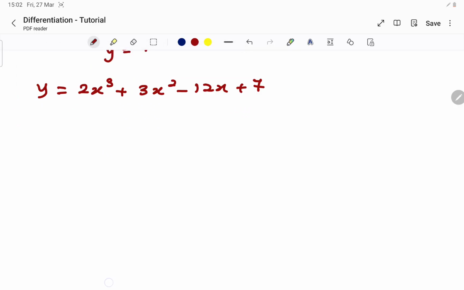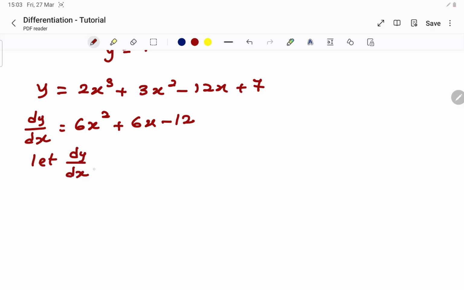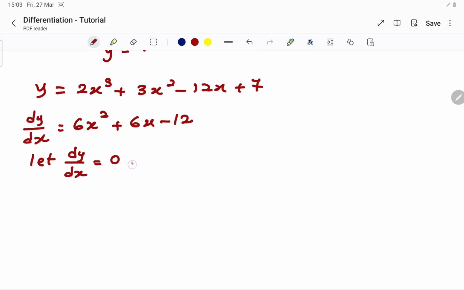So when we want to find dy/dx, you bring the 3 in front and it becomes 6x squared, the 2 you bring in front becomes 6x, then negative 12x becomes negative 12, and 7 becomes 0. So then you let dy/dx equal to 0. Then 6x squared plus 6x minus 12 equals 0. Then here you find the value of x.